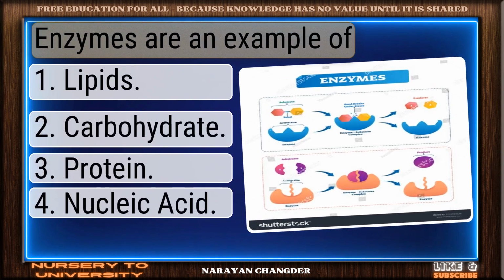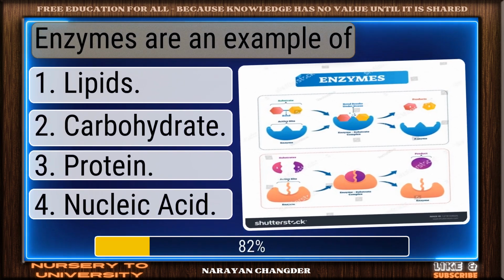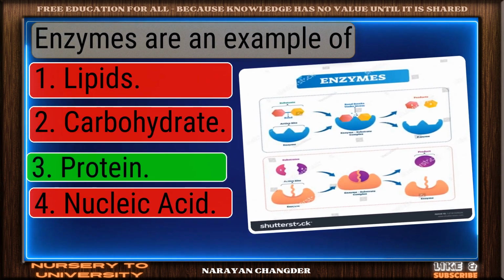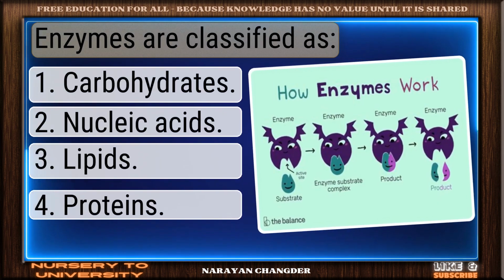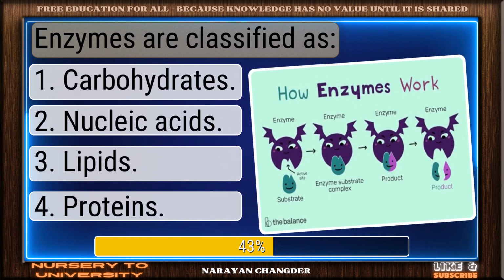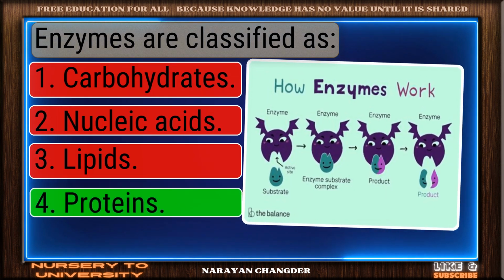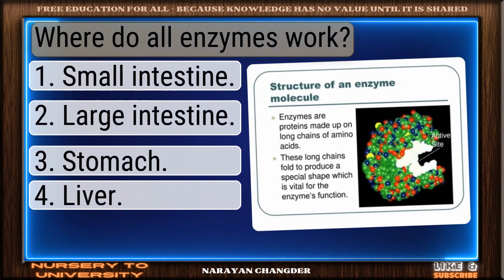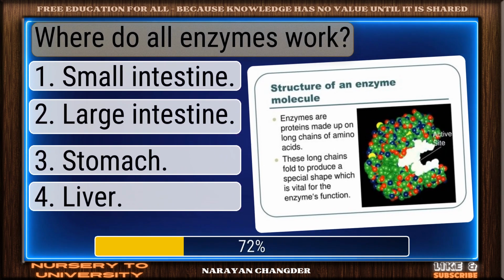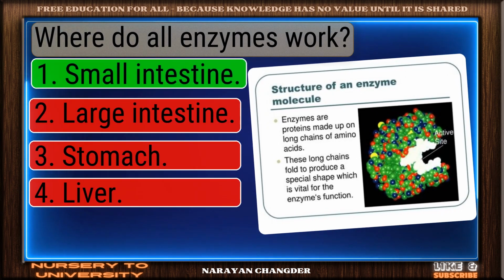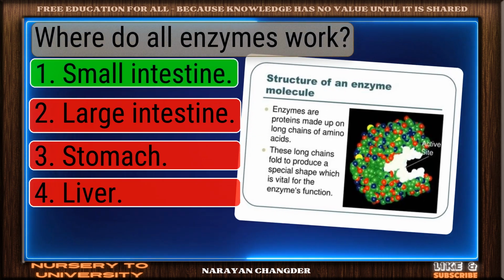Enzymes are an example of. Excellent choice. Protein is right. Enzymes are classified as. Nicely done. Proteins is solid. Where do all enzymes work? Clear logic. Small intestine is sound.